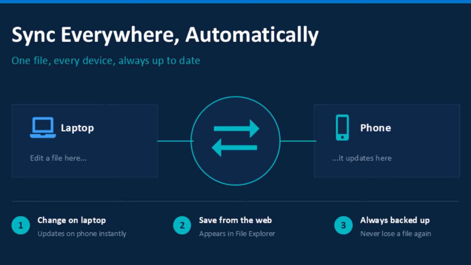And the big thing that OneDrive does is sync. Any file you put in OneDrive automatically syncs across all your devices. If you change something on your laptop, it updates on your phone. Save a file from the web, it appears in File Explorer. One file, everywhere, always up to date. All right, let's make sure you're set up.